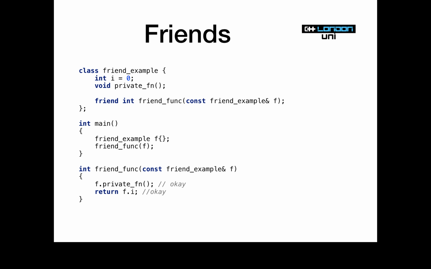What's the difference between that and just putting public in? Public would allow anybody to access it. Friend says only the implementation of this function is allowed to access it. So if in main I tried to print f.i, it would say no, that's an error, you're not allowed to access this. But because I've said that this function is a friend, it can.